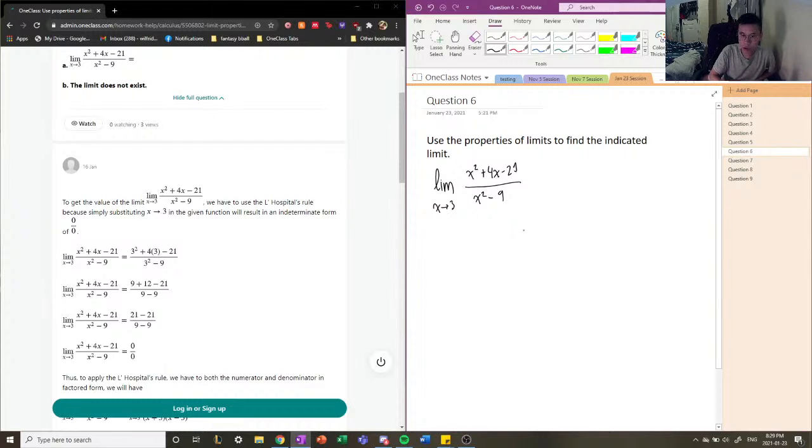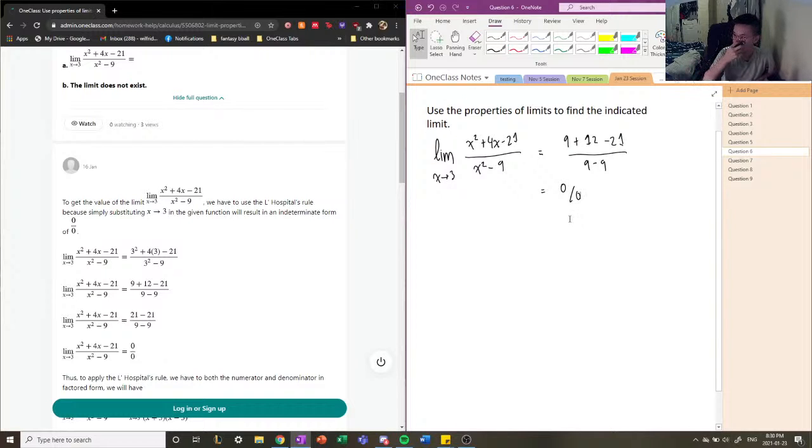Okay, so if we were to plug in 3 into here, right? If you use direct substitution, we would get 9 plus 12 minus 21 divided by 9 minus 9. And that gives us an indeterminate form of 0 over 0. So given this indeterminate form, you could use L'Hopital's rule, which states that the limit of a rational expression is also the same as the limit of the derivatives of each of those expressions in the rational expression. But I don't see that as a necessary way of calculating the limit because we can use algebraic techniques to simplify our expression here.